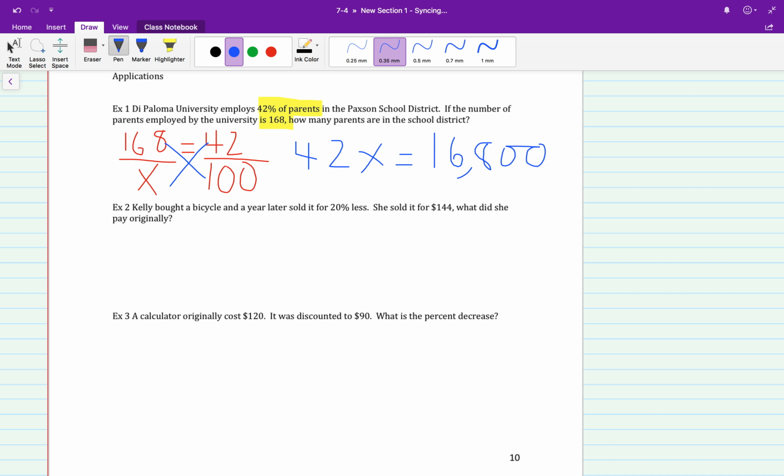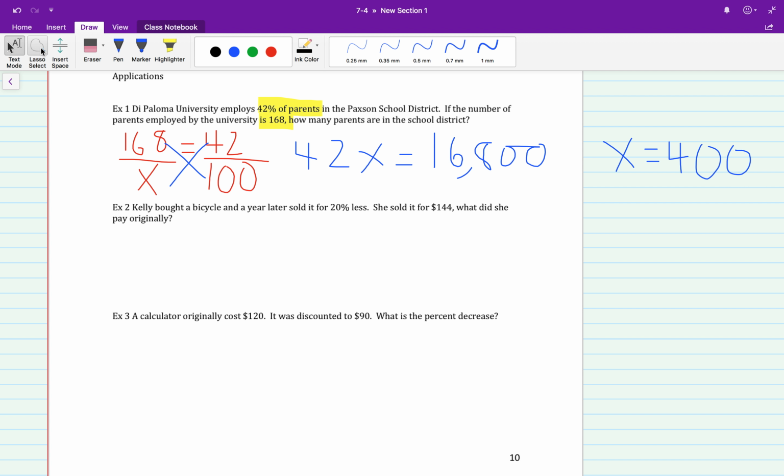So 16,800. I'm going to divide both sides by 42. And I'm going to get x is equal to 400 as my answer. I do want to check and make sure the answer makes sense. Way back at the very beginning of our time together, we talked about how we need to check and make sure our answer makes sense. And this is one of those times. The university only has 42% of the parents. So 42% is 168. So the whole thing should be bigger. It should be 400. So we're looking for a bigger number, so that makes sense.